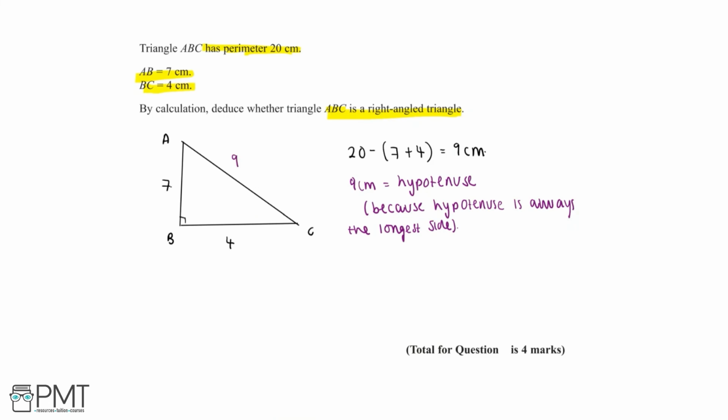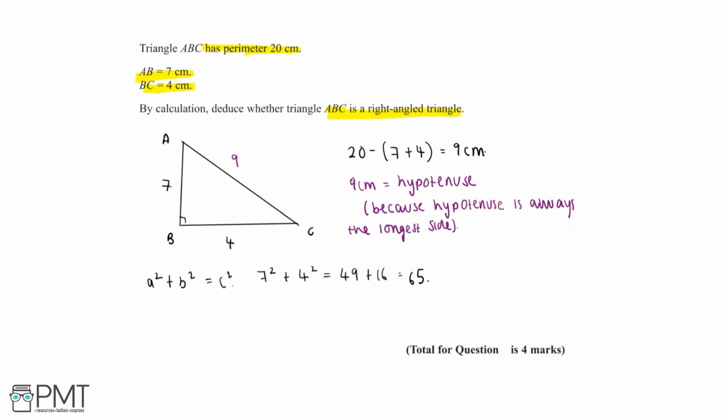Now to prove that this is a right angle triangle, we can use Pythagoras' theorem, because Pythagoras' theorem only works for right angle triangles. So given that ABC is a right angle triangle, that means that A squared plus B squared equals C squared, which means 7 squared plus 4 squared must be equal to 9 squared. So let's test that out. 7 squared plus 4 squared is equal to 49 plus 16. Now 49 plus 16 is equal to 65. But 9 squared is equal to 81.